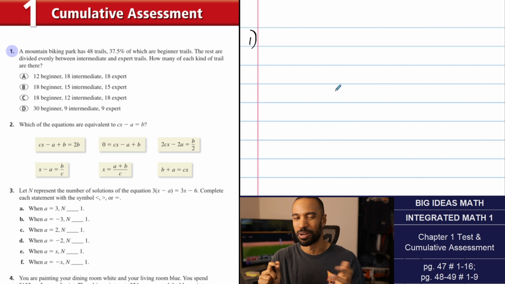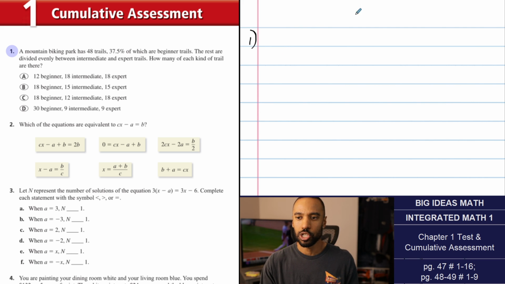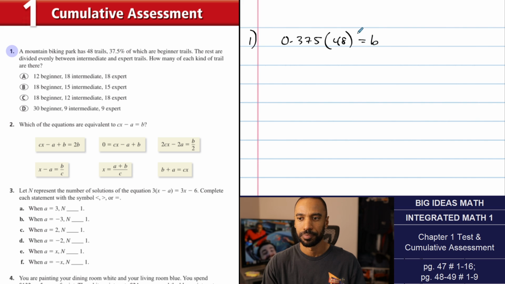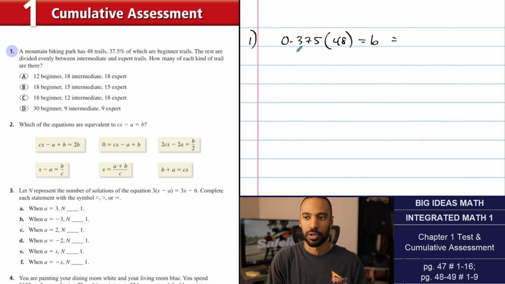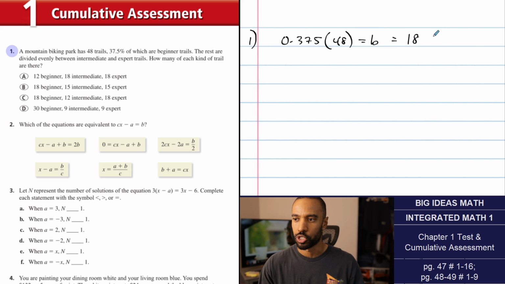Actually, that doesn't really sound like much of these kinds of questions, but there's probably some sort of phrasing of it. Now it says there are 48 trails total, right? We have 37.5% that are beginner trails. So that means if number of beginner trails is B, you take 0.375 times 48, and you'll get that B right there. B equals 37.5% of 48. So 0.375 times 48 gives you 18. So there are 18 beginner trails.